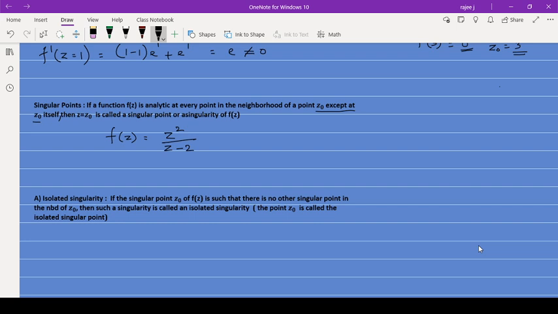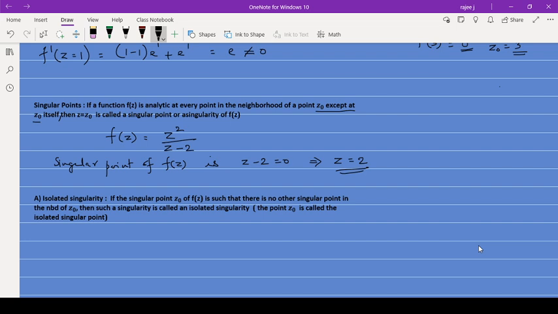Now to get that point, what you have to do is put the denominator equal to 0. So here the singular point of f of z is given by putting the denominator z minus 2 equal to 0. Okay, so z minus 2 equals 0 means z equal to 2. So the point at which f of z is not analytic is z equal to 2. When you put z equal to 2, the denominator is 2 minus 2, which is 0, so it becomes infinite and you cannot define it. So z equal to 2 is a singular point.